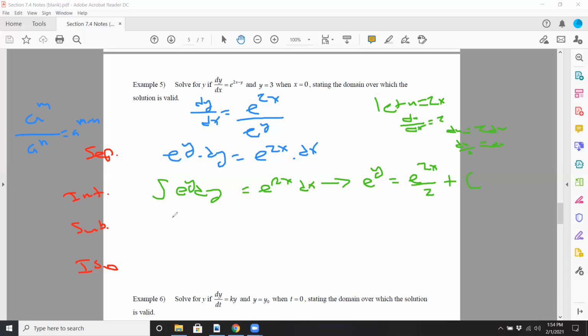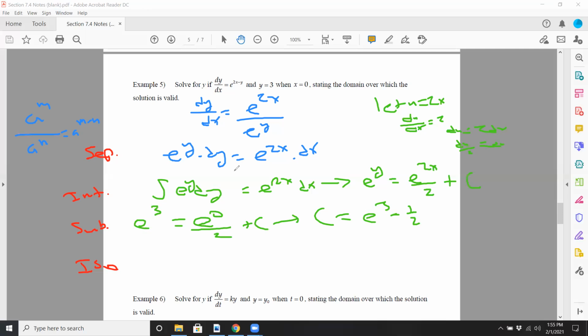Now let's substitute our initial condition. You have e cubed equals e to the 0 power over 2 plus c. So c is going to equal e cubed minus 1/2. And my apologies, I think that's my daughter crying in the background, so don't mind that. So c equals e cubed minus 1/2.